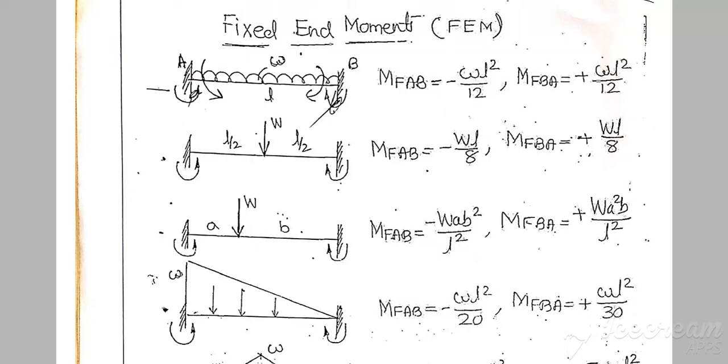Here W is the given UDL load and L is the span of the beam, and the 12 you can calculate by using a calculator. Here also same.